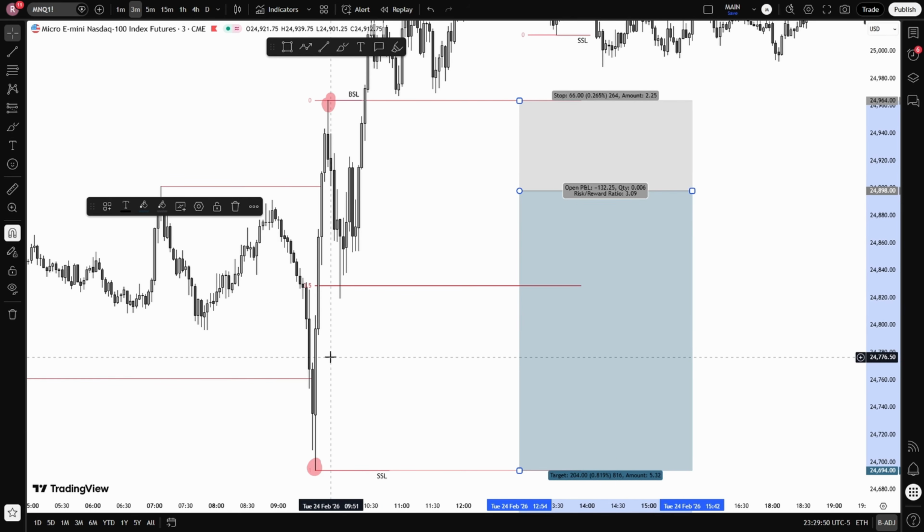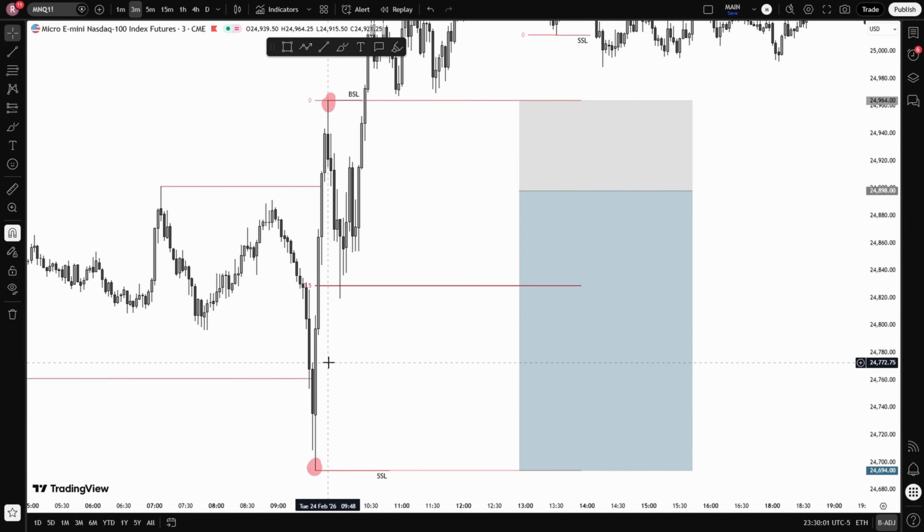Discount and premium are not entry models by themselves. They are positioning tools. They help you frame better entries with better risk to reward inside a defined range. And once you combine that with liquidity and structure, that is when this concept becomes very powerful.